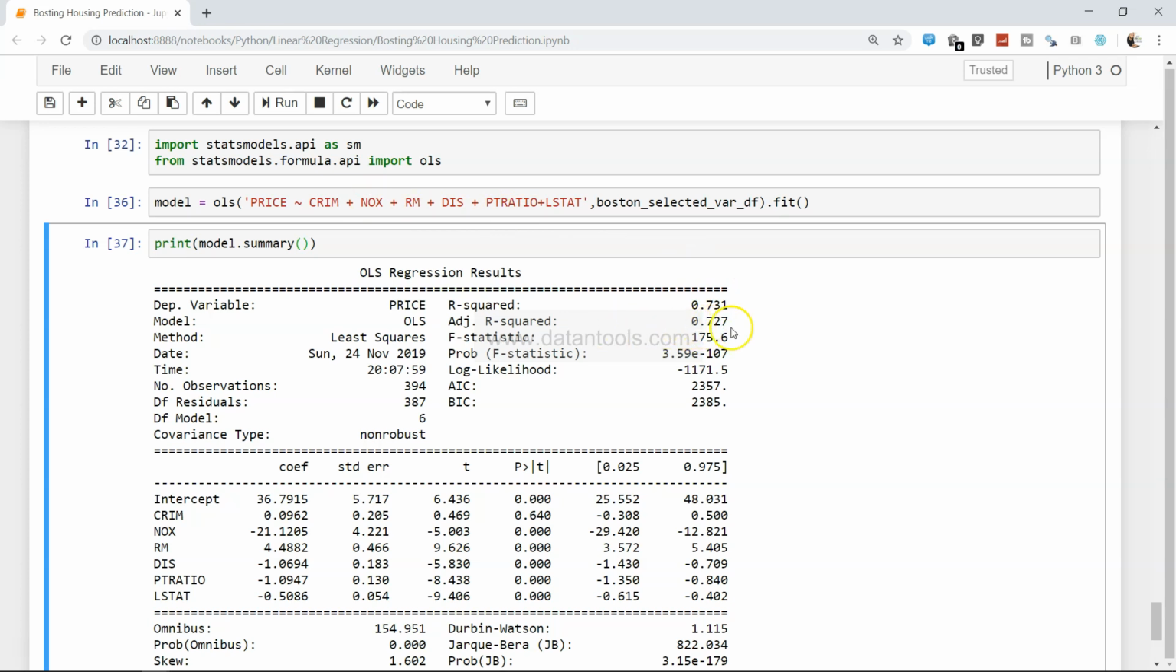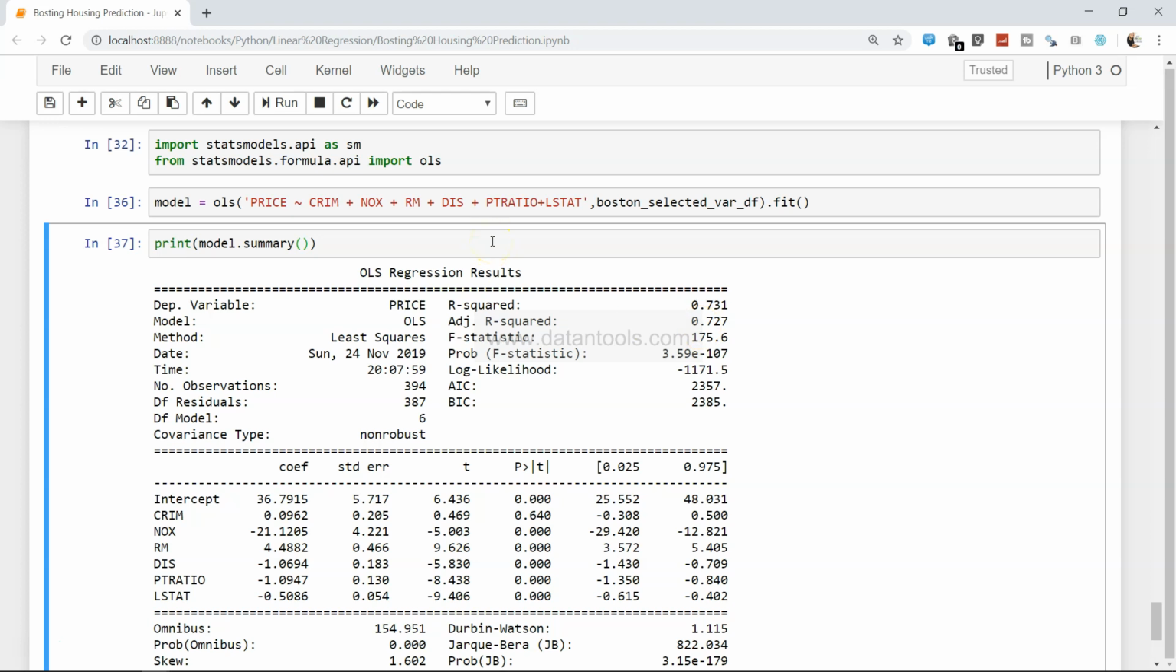If it increases, that means it is good. R squared will always increase whenever you add a new variable, but adjusted R squared is the real metric to understand, because it checks whether the newly added variable is contributing significantly or not. If it is not contributing, the value will decrease. As you can see over here, the normal R squared value is 73, which means these variables contribute 73% to the model. But adjusted R squared is saying that no, it is 72%.